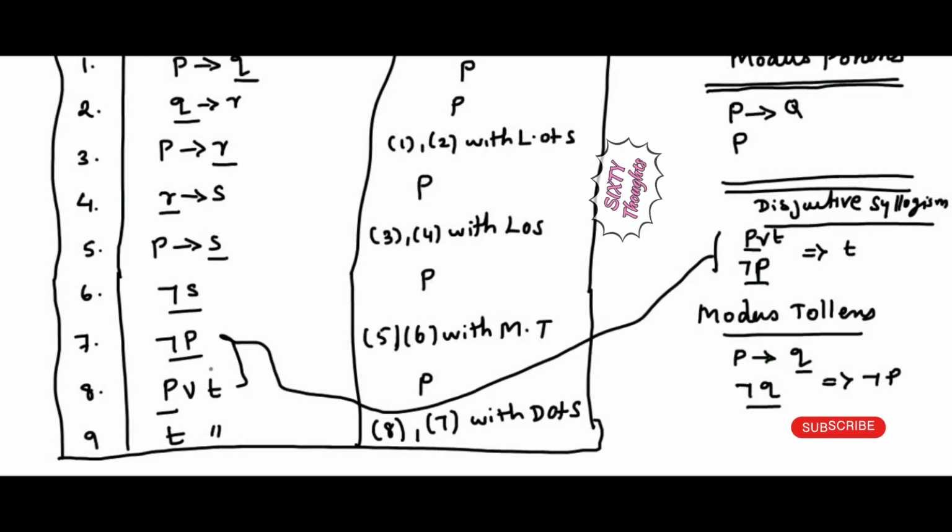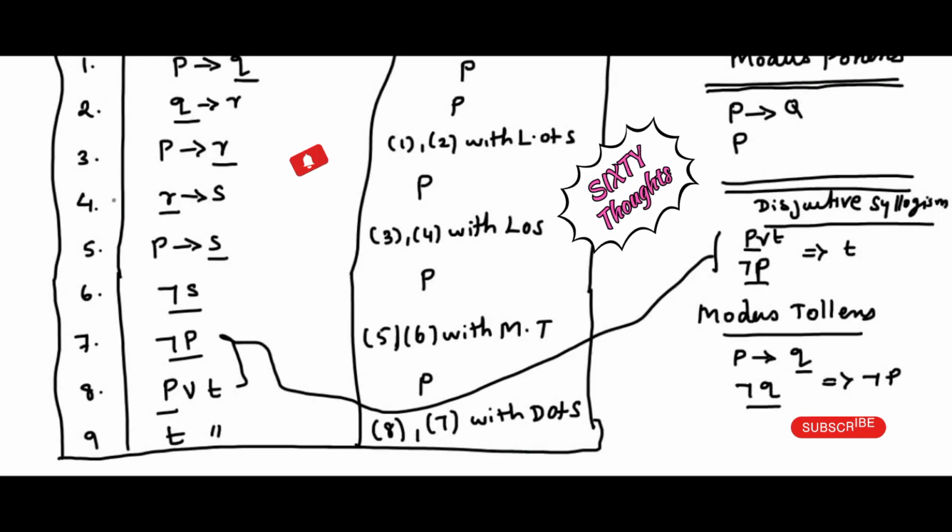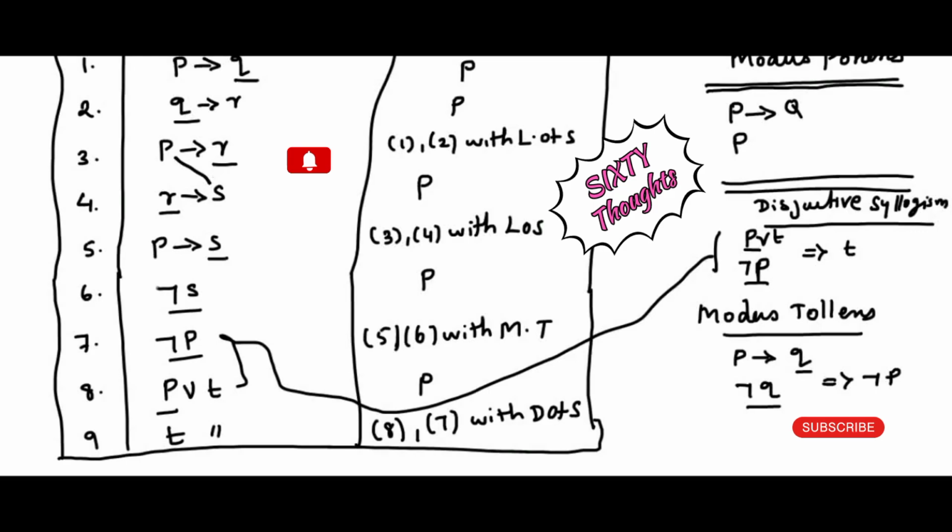So first two steps, we consider given premises. Using step number 1 and step number 2 with the help of the law of syllogism, we get P then R. Next we consider the given premise as it is. Once again I apply step number 3 and step number 4 with the law of syllogism, we get P then S. So that is step number 5. Next we consider the next premise, that is negation S. Using step number 5 and step number 6 with modus tollens law, we get negation P.